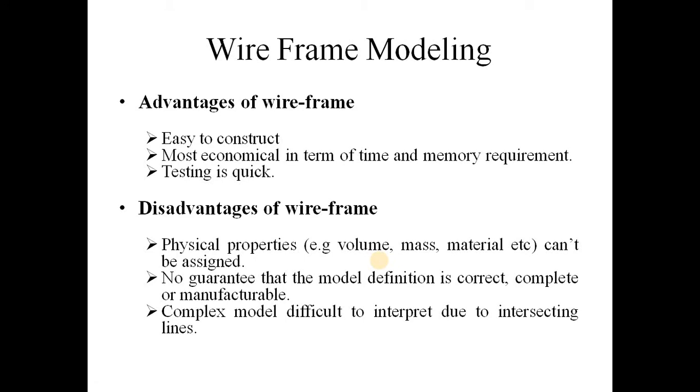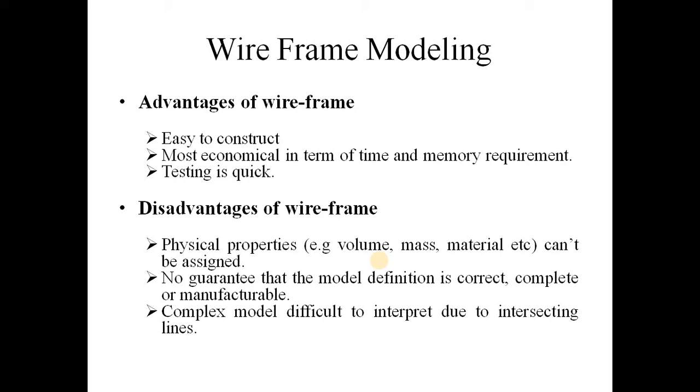Now you cannot assign which type of material it is, whether it's a steel or aluminum or copper. So you cannot assign the material properties, and because of that there will be no mass, no volume for these 3D models. So no physical properties can be assigned to the wireframe models.